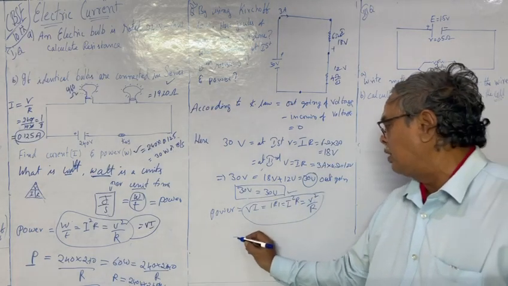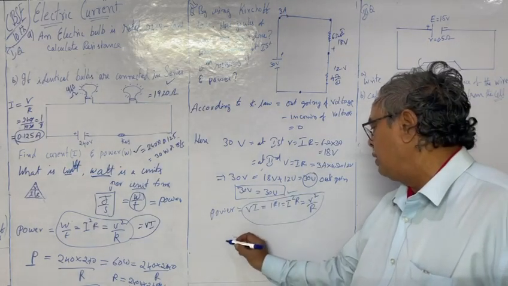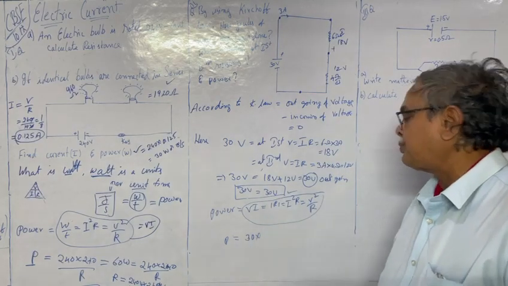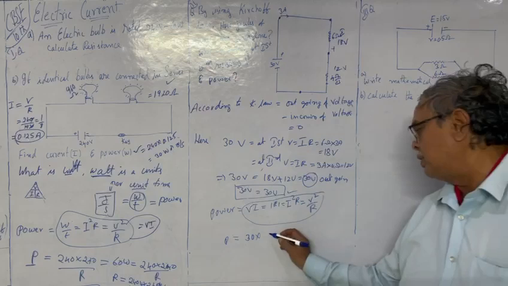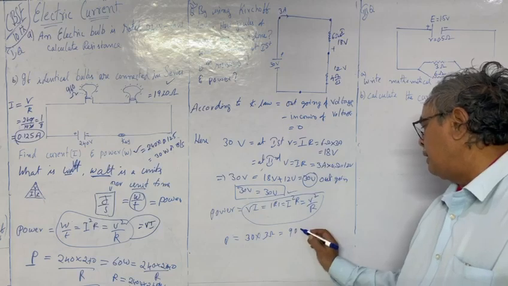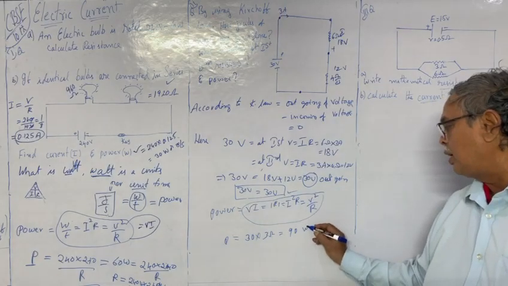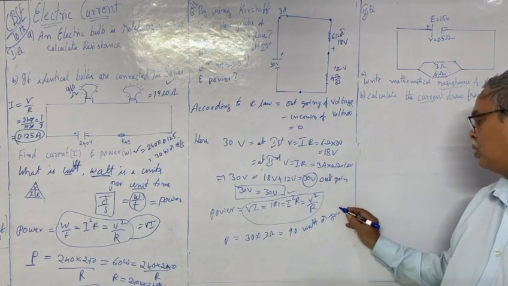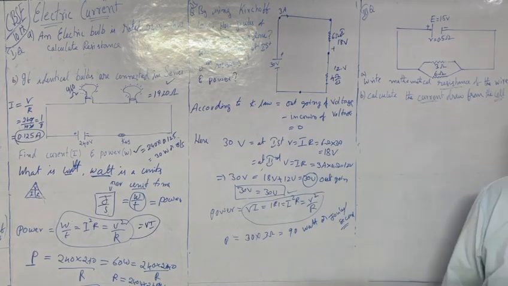Then what is here? Power is equal to how much? P is equal to V into I. Voltage is 30, into current, 3 amperes, is equal to 90. What is that? Power. Power is measured in watts, or joules per second.